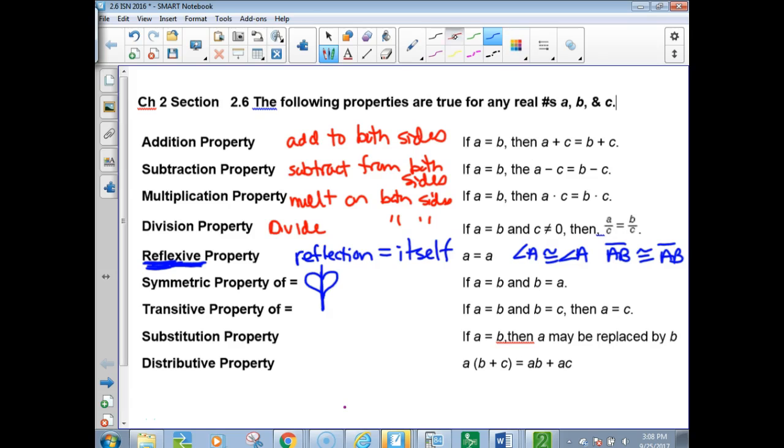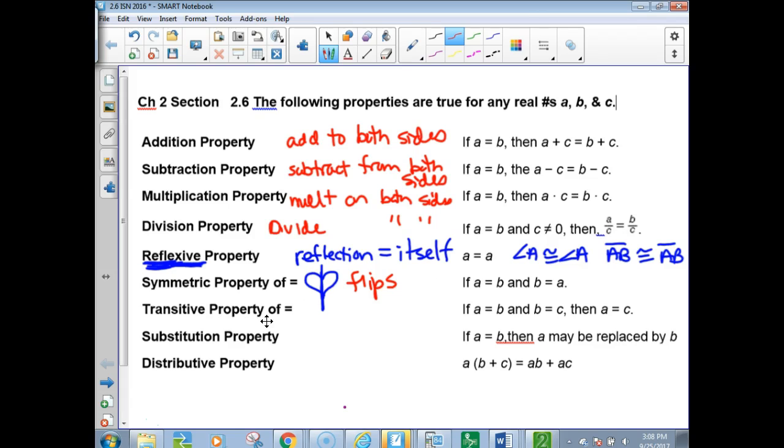at least the hearts we draw, not necessarily our hearts, literally. But it flips on itself. Might be a way to describe it. If A equals B, then B equals A.